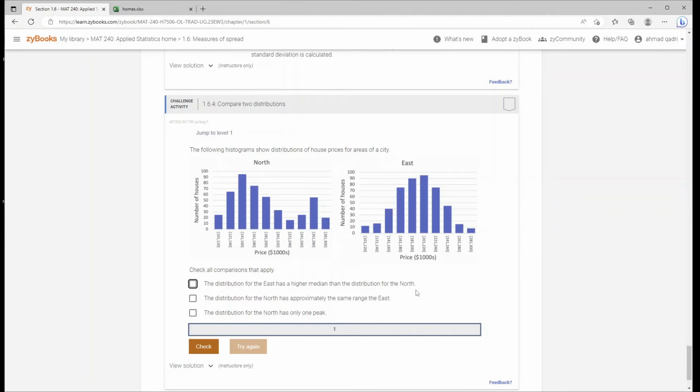Median, remember, is the middle value. If we look at the distribution for east, the middle value tends to be at the peak here. Remember, this is actually an approximately normal distribution, or bell-shaped distribution.